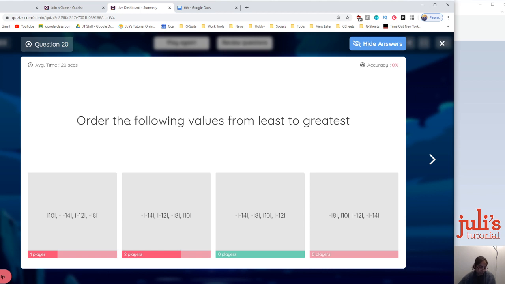Question 20, the last question of the day. Order the following values from least to greatest. Again, nobody got it right. So these are absolute values. Negative 14, negative 12, so that would be still negative, so it's least, but this is also negative, so it doesn't work. This is negative, then negative, then positive, and then positive, because the absolute value of negative 12 is positive 12. So 10, this is negative 8, and this is negative 14.